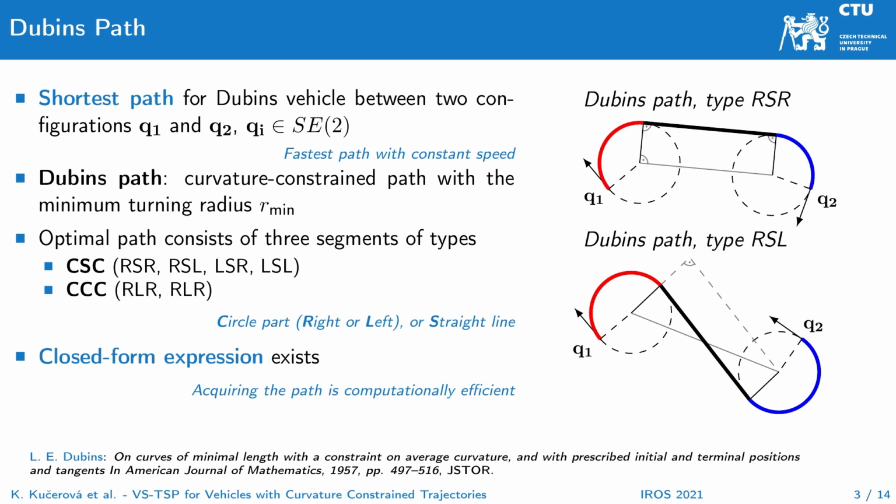First, let me briefly introduce the Dubins path, which is the shortest curvature-constrained point-to-point path for the Dubins vehicle. The Dubins vehicle is a model of vehicles with a constant forward speed that limits its minimum turning radius. In this work, the Dubins vehicle is considered with multiple forward speeds and limited acceleration. A variant of the TSP exists for the Dubins vehicle and it is called the Dubins TSP. In general, the Dubins path consists of three segments, which can be a straight line or part of a circle with a fixed radius. The path is calculated between two configurations with a closed-form expression, and it is computationally efficient.